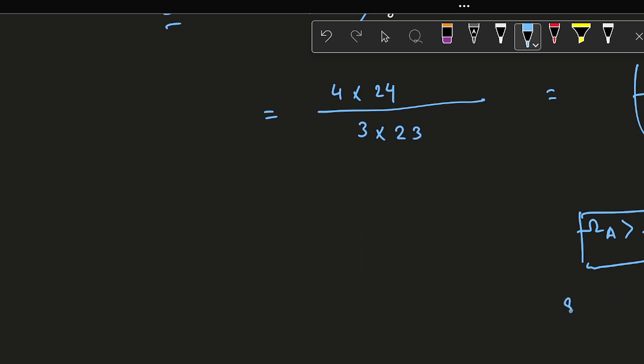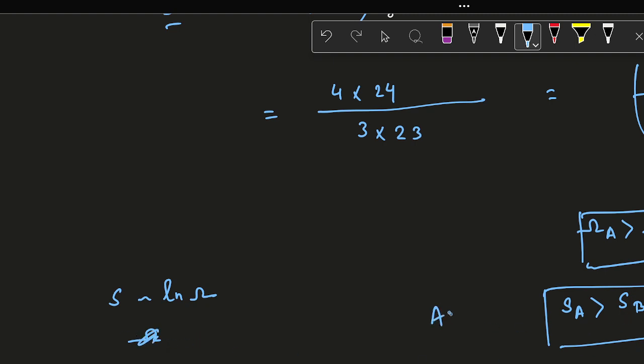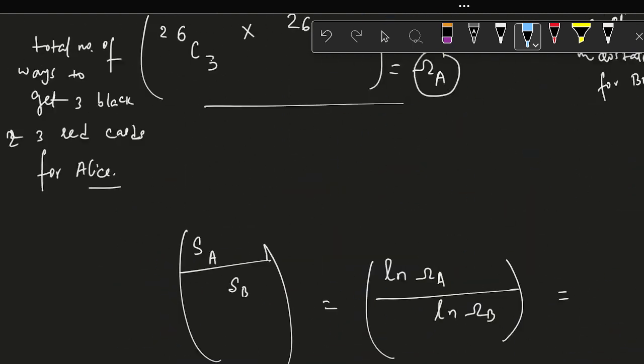So if that is true, then S A will also be greater than S B, because S is equal to just ln omega. So if omega is greater, then S will also be greater. That is a proportionality relation. So basically you get that Alice will have higher entropy than Bob. So this is our answer. Let us choose that option from the question.